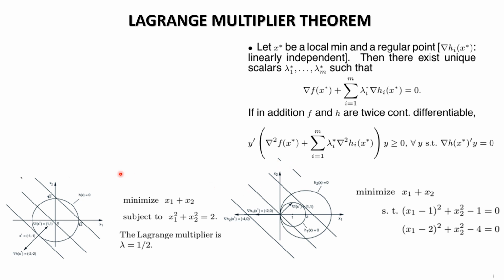Let's consider two graphical examples. For example, here, minimizing x1 plus x2 subject to x1 squared plus x2 squared equal to 2. Then the objective contours are straight lines, x1 plus x2 equal to a constant. The constraint is a circle of radius square root of 2.